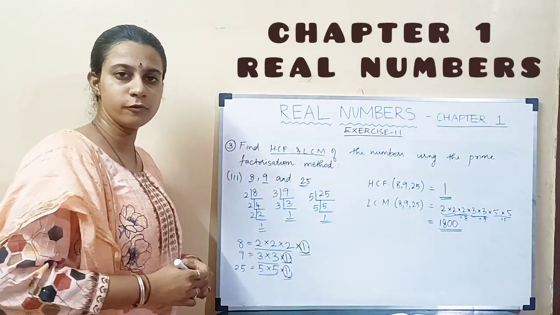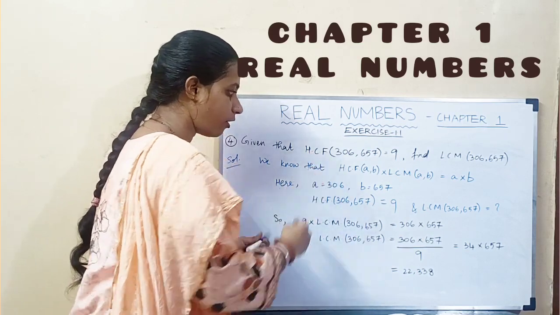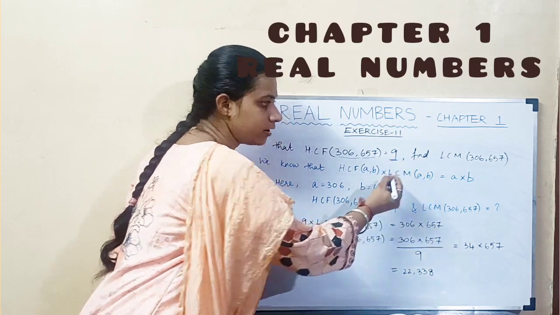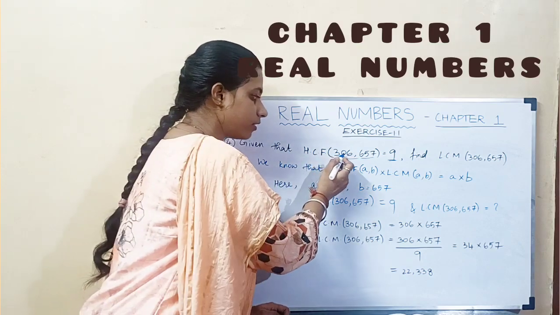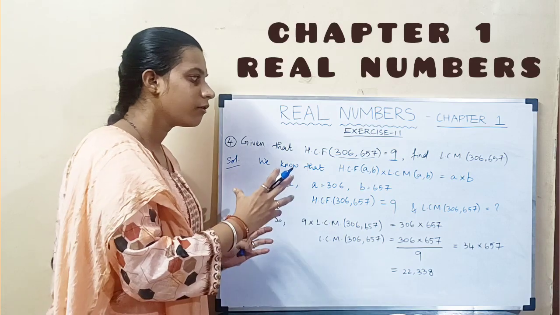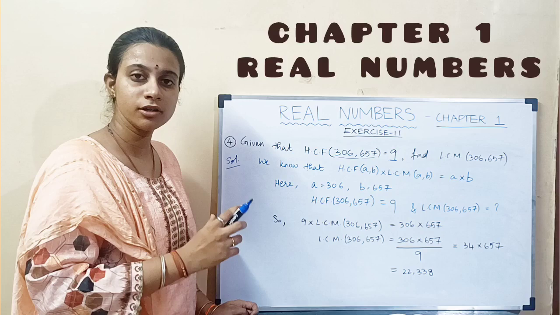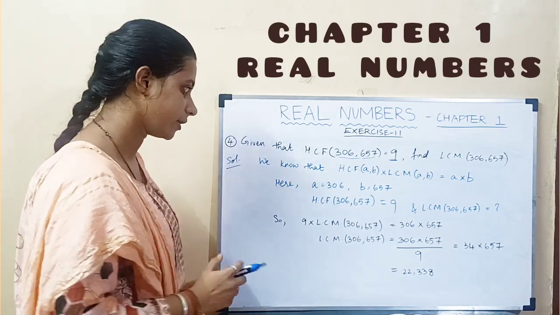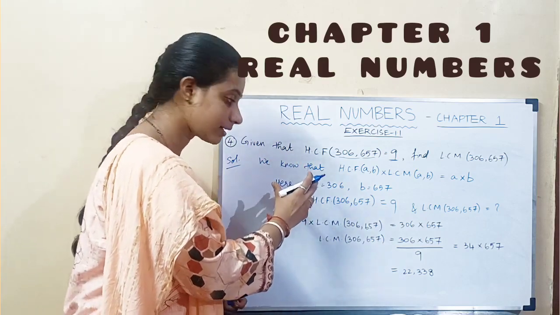Now let's move on to the fourth question. In the fourth question, it is given that the HCF of 306 and 657 is equal to 9, and we are asked to find the LCM of 306 and 657. So for any question of this type, finding the condition or the formula to apply is very important. So here what data is given, we will first collect it down.